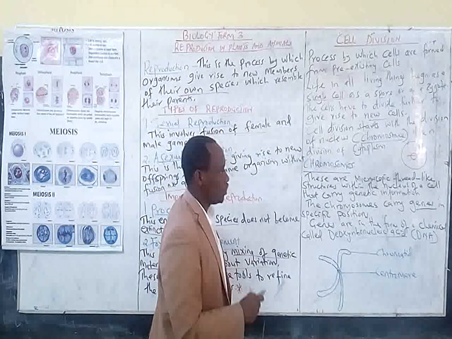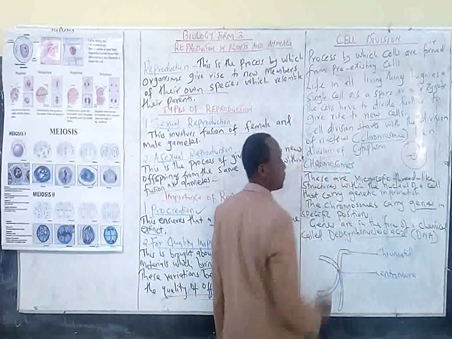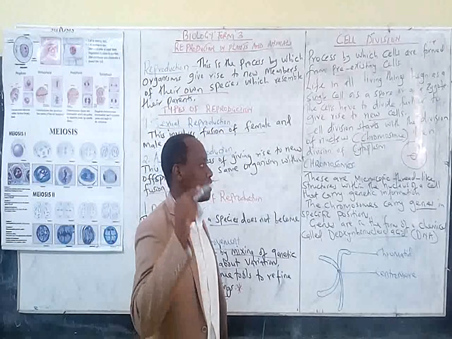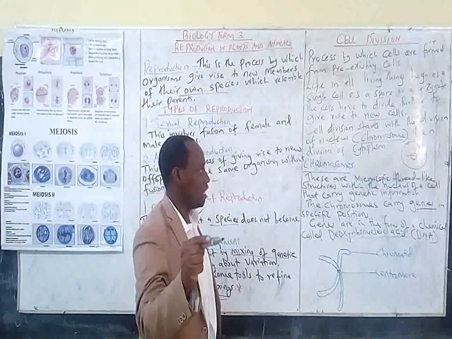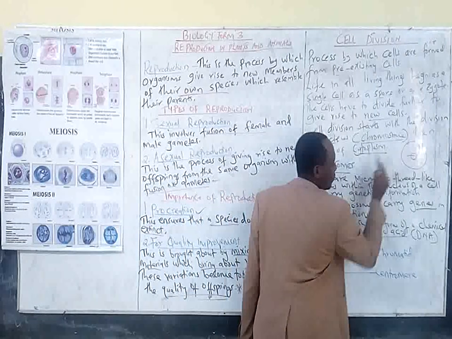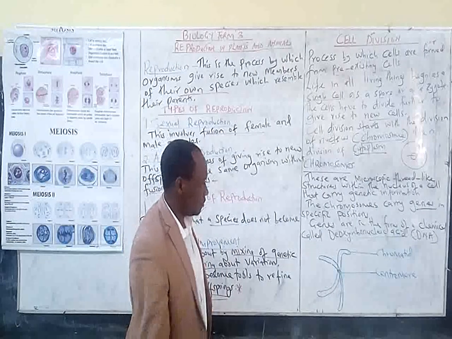Again, during cell division, the first part of the cell to divide is what? The nucleus. And inside the nucleus, it is specifically the chromosome. And after the chromosome divides, then the cytoplasm can divide. And then we can say that cell division has taken place.